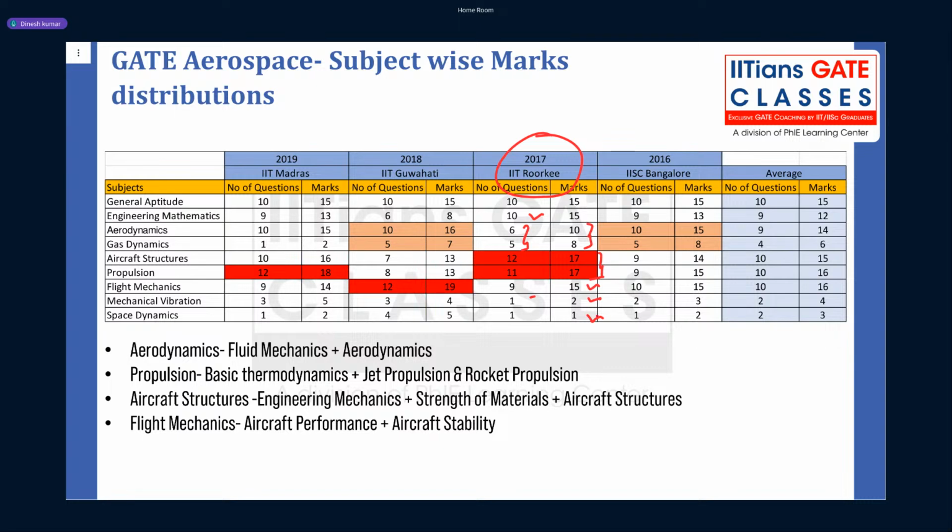So I think this paper is again a kind of well balanced paper. They have given a little more weightage to mathematics. Otherwise, they have reduced weightage from mechanical vibration as well as space dynamics. But if you try to solve that paper, it is a lengthy paper. And in the 2017 paper, the highest marks were around 65 marks.